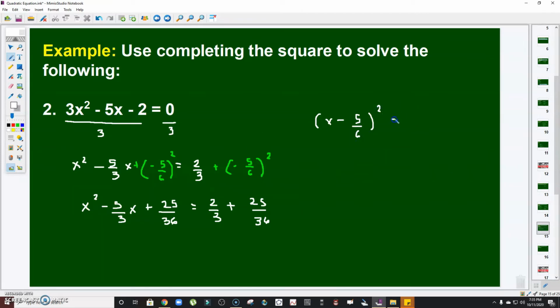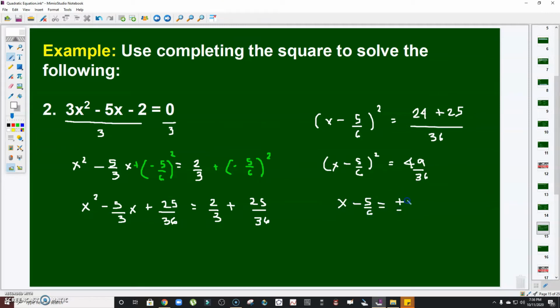Alright? Equals, okay, so combine the fractions. This one will become 36. Alright? 36 divided by 3 is 12 times 2, that will become 24. Right? 36, 12 times 2, that will become 24. Plus 25. 36/36, 1 times 25 is 25. There you go. Okay. So, let me rewrite. 49/36.